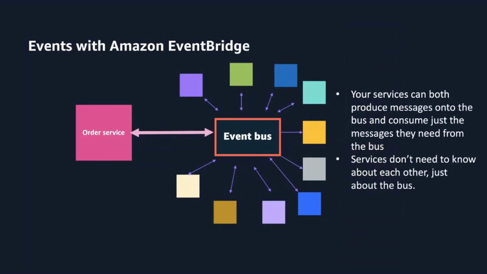At Amazon, we have a name for our event bus service, and it's called Amazon EventBridge. Cue the fireworks. With Amazon EventBridge, your services can both produce messages onto the bus and consume messages that they need from the bus. And the services don't need to know about each other, just about the bus.